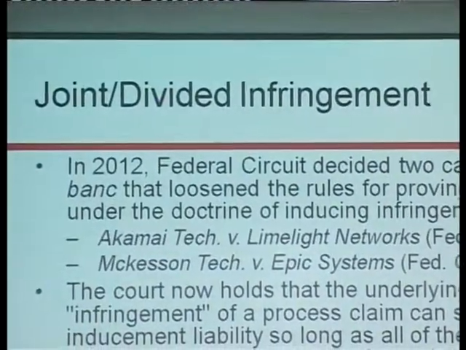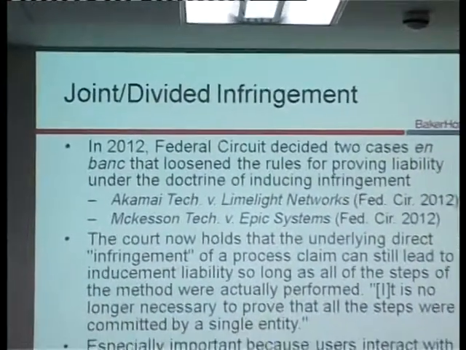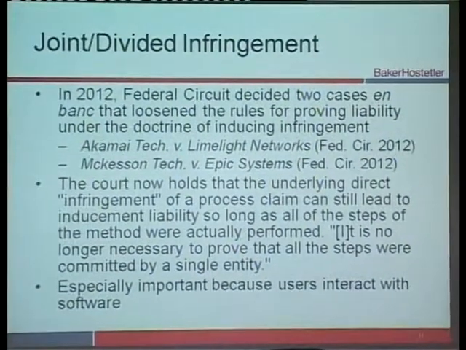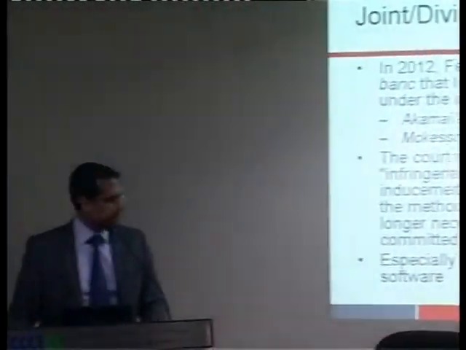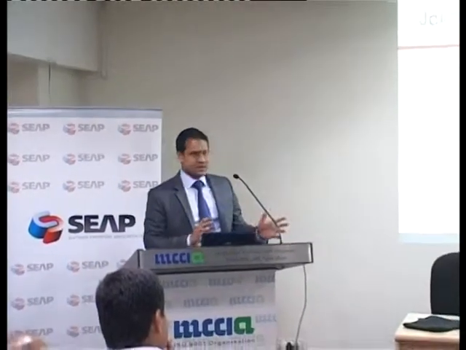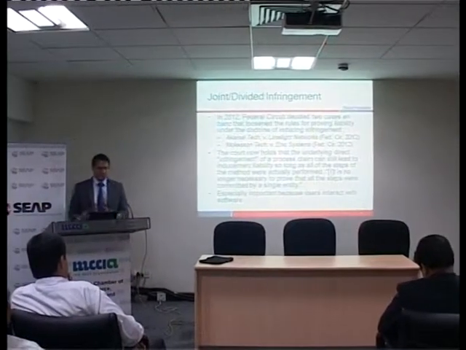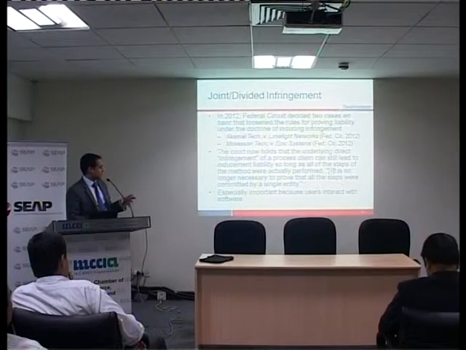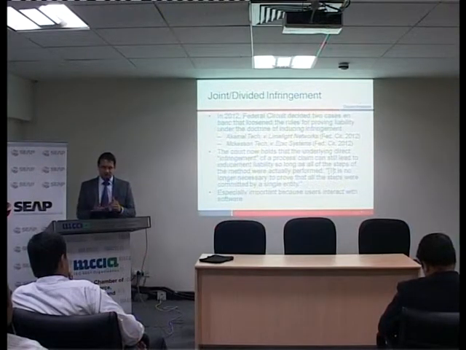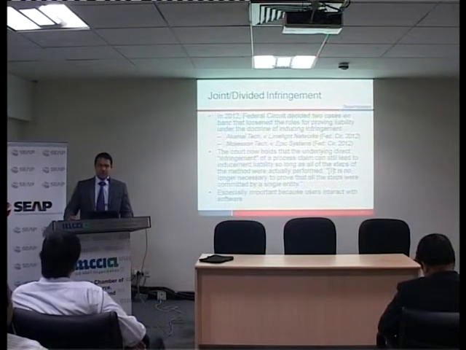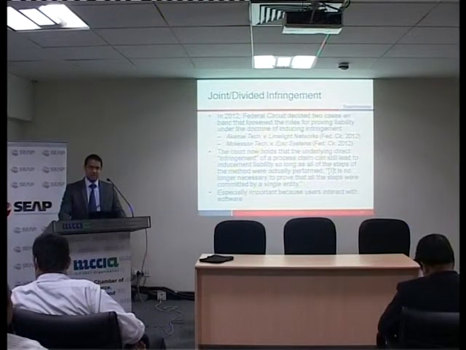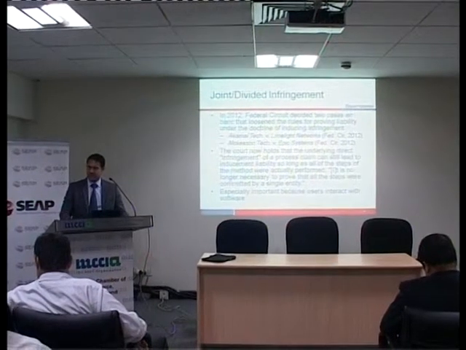So I want to shift gears a little bit to talk about joint and divided infringement. And you may recall at the beginning I talked about direct infringement and indirect infringement. And this falls into the indirect infringement part. Essentially, recently there's been some case law change in the United States. And I'll get to the point, which is that it's no longer necessary to prove that all of the steps are committed by a single entity. So you can have direct infringement even if you have different people doing different parts.